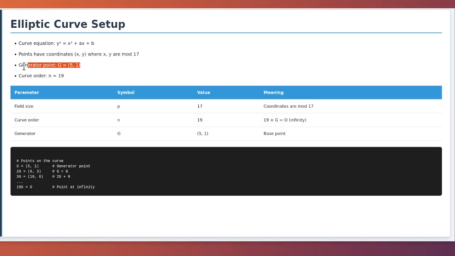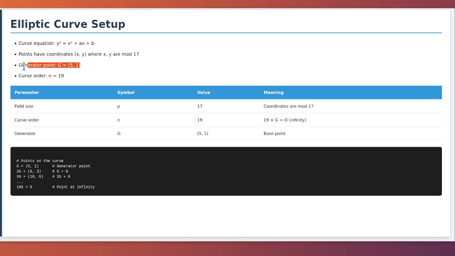There is also a special concept called the point at infinity, denoted by the letter O. Think of it as being infinitely far away in all directions. It acts like 0 in regular addition. When you add any point P to the point at infinity O, you just get P back.